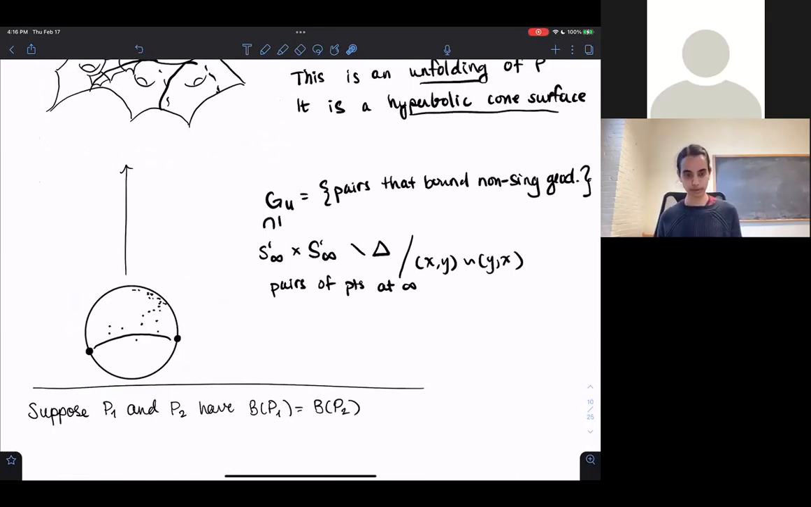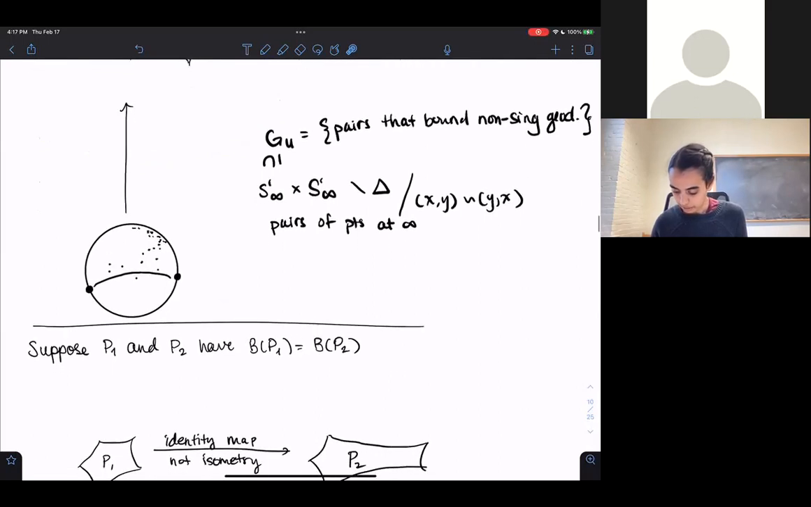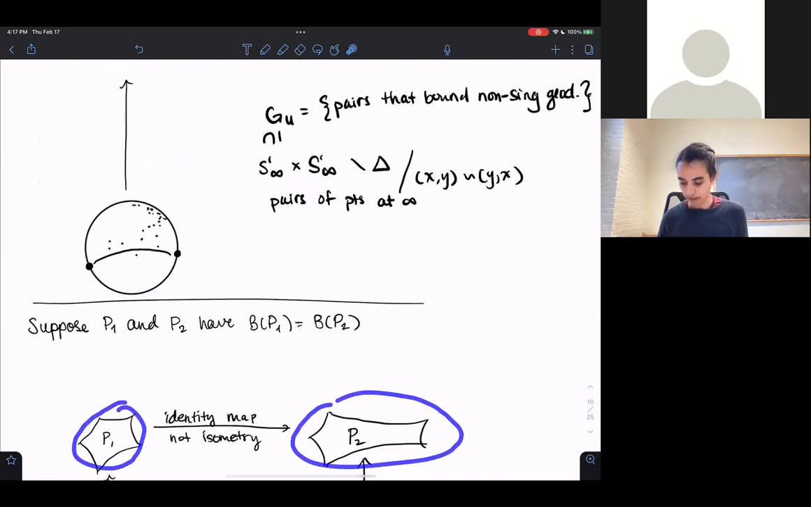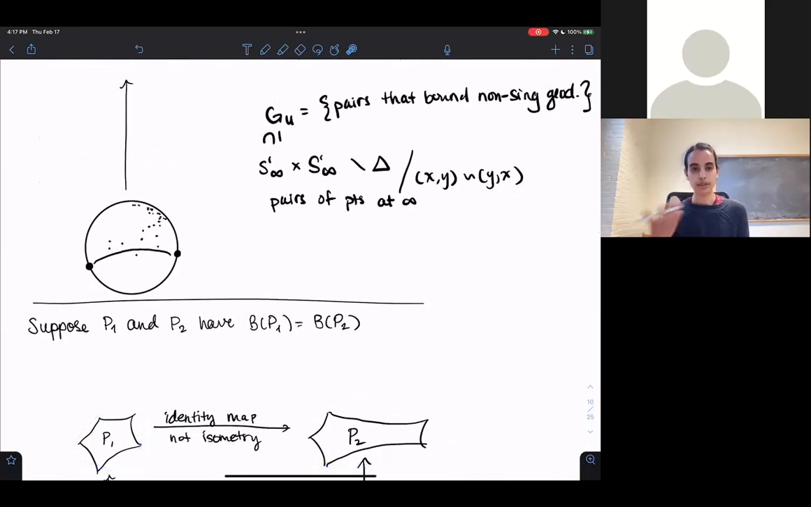Okay, so now I'll show you how we use this tool. Suppose P1 and P2 are two polygons in the hyperbolic plane, and suppose that they have equal bounce spectra. Okay, now let's make the following diagram. So here's P1 and P2. Right off the bat, we know that P1 and P2 have the same number of edges because that's the number of letters that show up in the bounce sequences. So if this one is a pentagon, then this one is a pentagon.